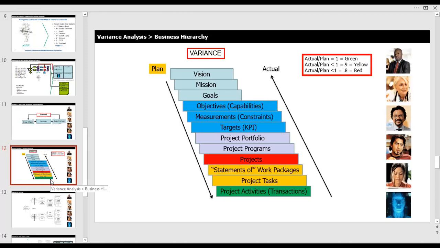Okay, great. You'll notice at the top of the screen it says variance, and then to the right there's a big red box that says actual divided by plan equals 1 equals green. So I'll talk about that here in a second. So most institutions have a plan, and I always try to tell people the purpose of a plan is not simply to act as a to-do list.